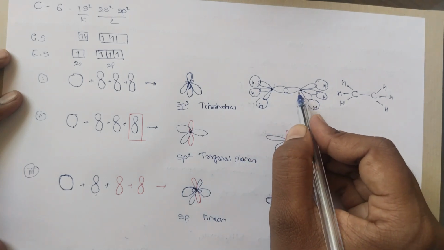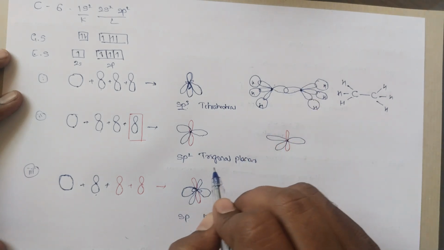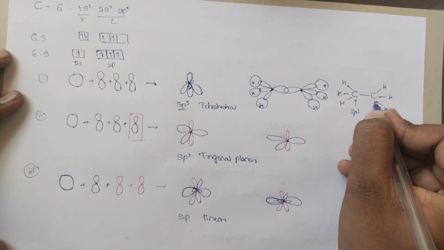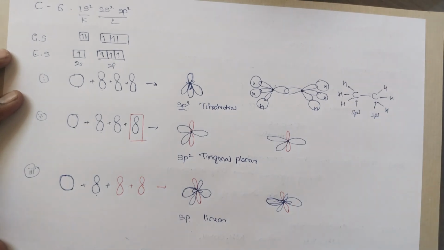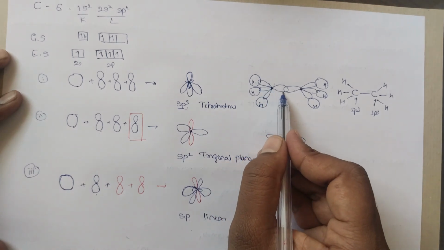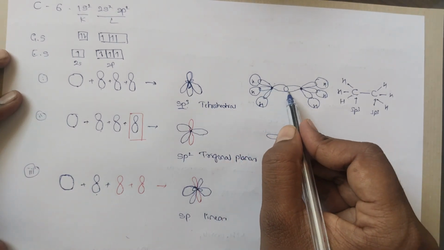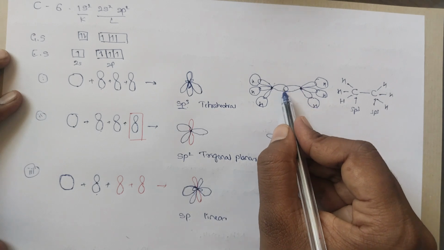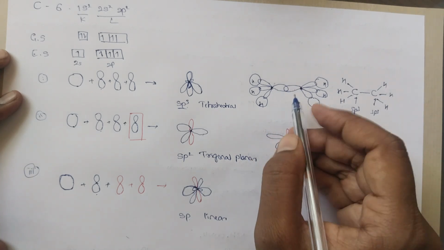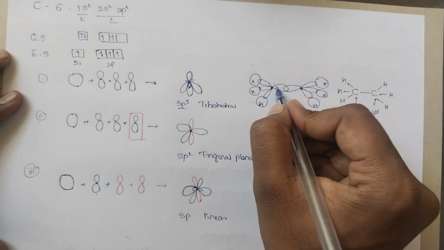This carbon also has 4 sp3 hybridized orbitals, so this carbon is also sp3 hybridized. This carbon is also sp3 hybridized. Okay. And one of the sp3 hybridized orbitals is overlapping with another sp3 hybridized orbital of this carbon, so that this overlap is axial overlap.